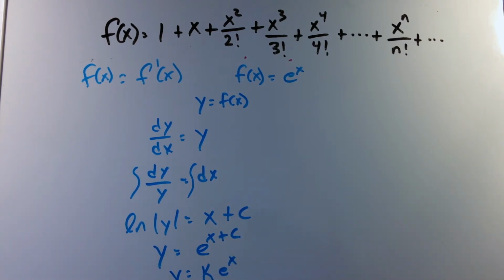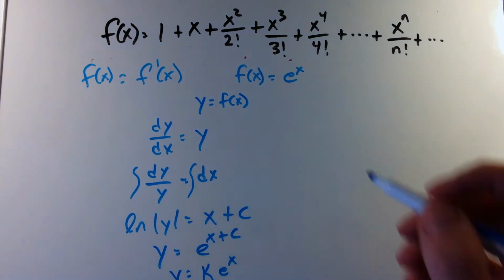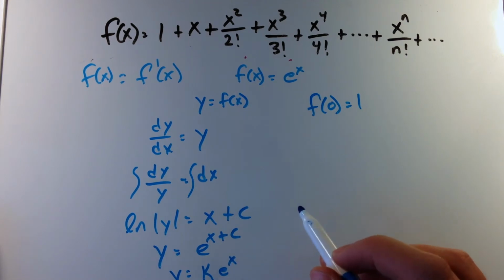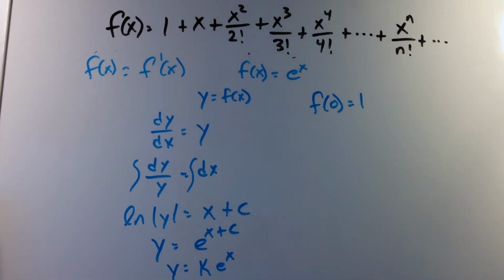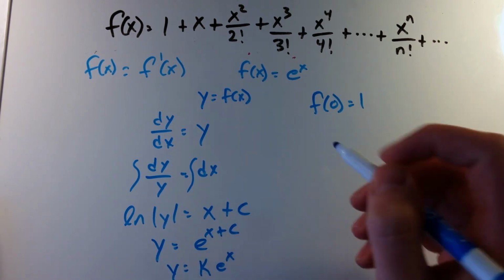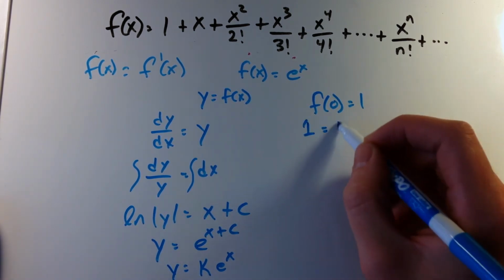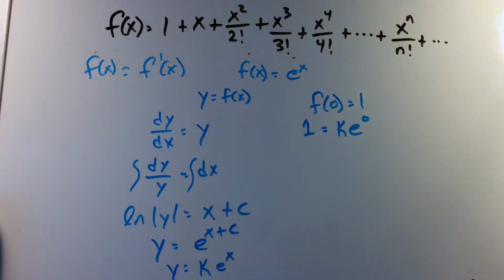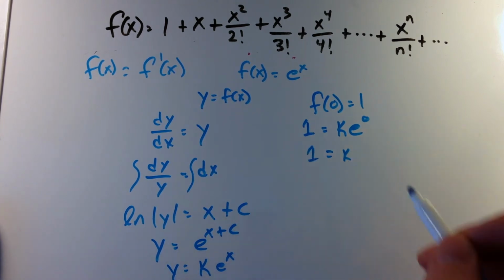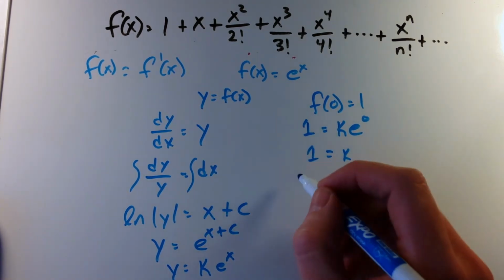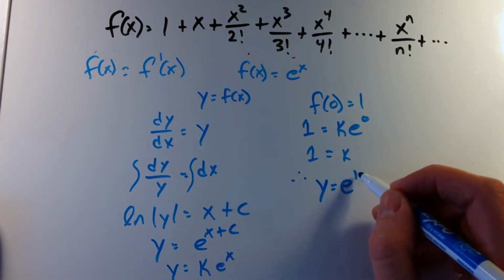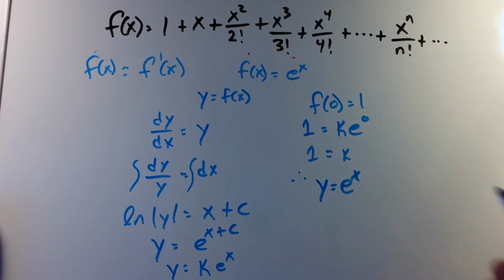Well, we found previously that f of 0 equals 1, so I can apply that to my little equation here. So when x equals 0, my y equals 1, so we plug that in: y equals k e to the 0 power, and we just get a k value of 1. And so our equation here, y is just equal to e to the x, with a k of 1 up front, but that's invisible there.